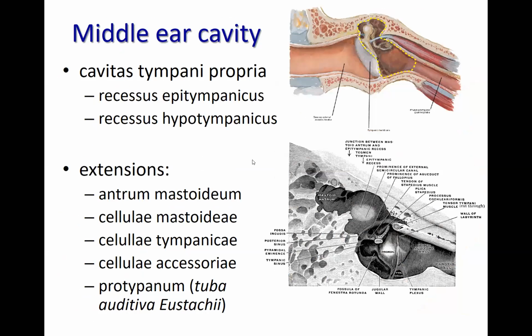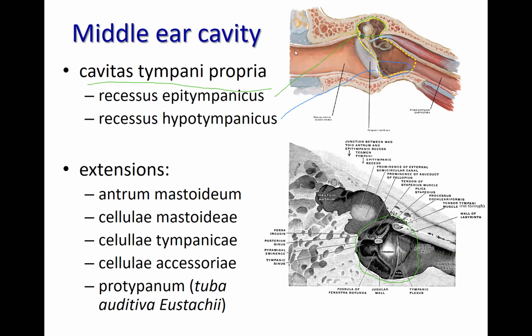So now the airy areas, or the whole cavity here. As I said, we have many air cells, and the area here is the tympanic cavity proper. Yeah, that's the tympanic cavity proper. It has got some subparts, like this is the epitympanic part or epitympanic recess. This is the hypotympanic recess.